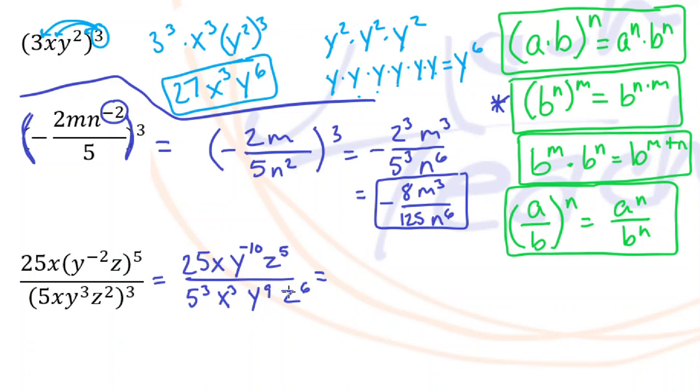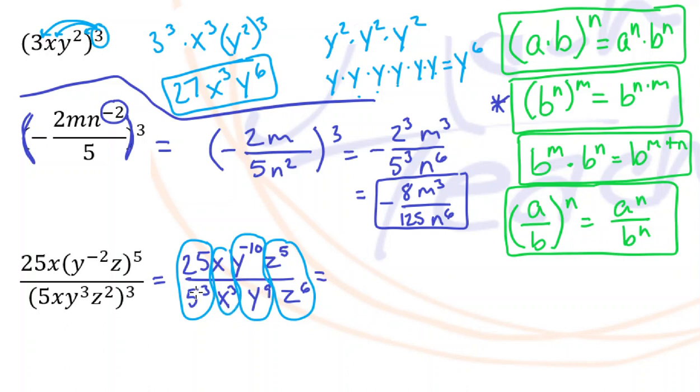And now I need to think of this as a series of fractions that can be simplified. We have 25 over 5 cubed. That's one fraction. We have x over x cubed. That's another. Y to the negative 10 over y to the ninth. That's a third. And then z to the fifth over z to the sixth. So all of those can be simplified.